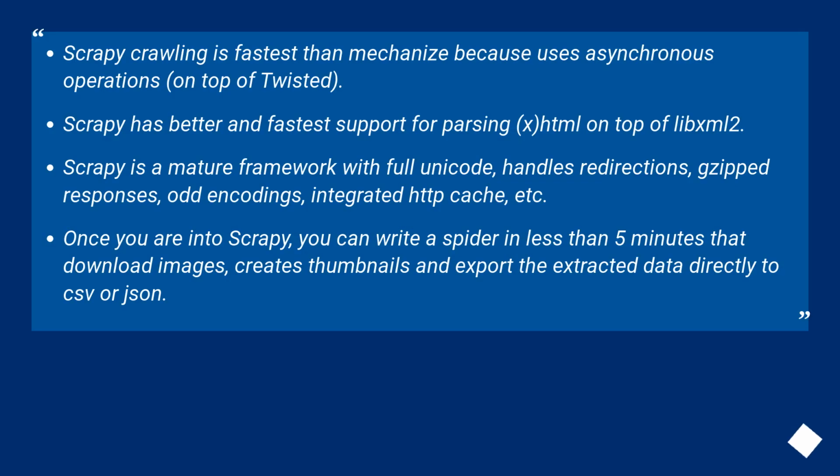I'd really recommend Scrapy. Quote from a deleted answer: Scrapy crawling is faster than mechanize because it uses asynchronous operations on top of Twisted. Scrapy has better and faster support for parsing (X)HTML on top of libxml2. Scrapy is a mature framework with full Unicode, handles redirections, gzipped responses, odd encodings, integrated HTTP cache, etc.